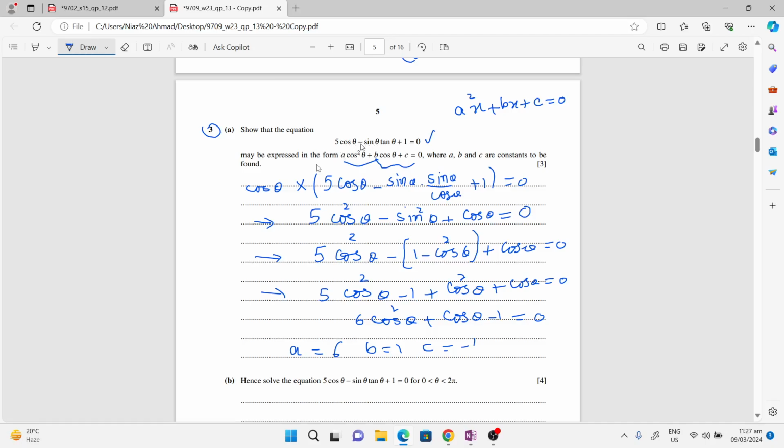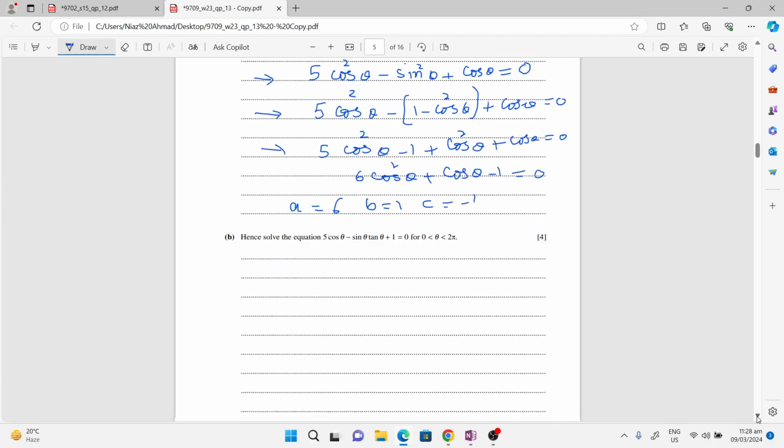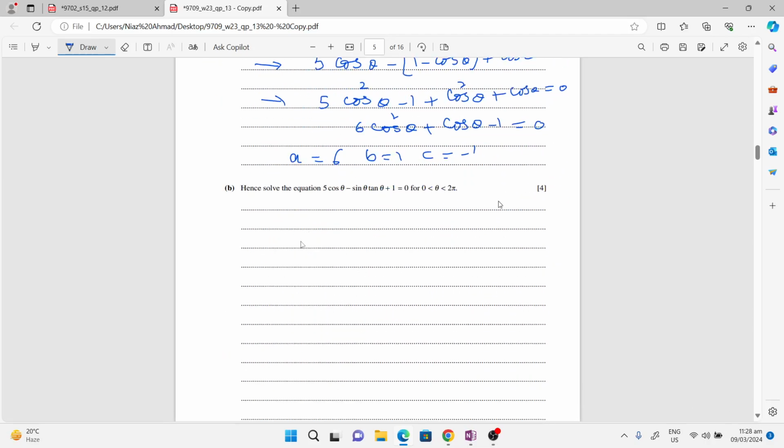So this was the given equation: 5 cos theta minus sine theta tan theta plus 1 equals 0, may be expressed in the form a cos square theta plus b cos theta plus c equals 0. So we finally convert this using our trigonometry knowledge, and the final equation is 6 cos square theta plus cos theta minus 1. So we are done. Now it's a 4-mark question.